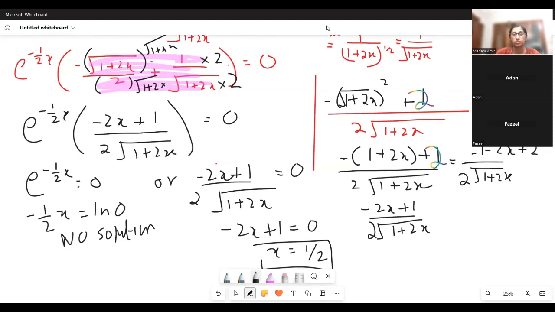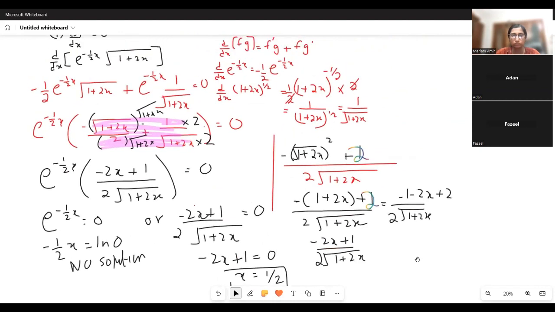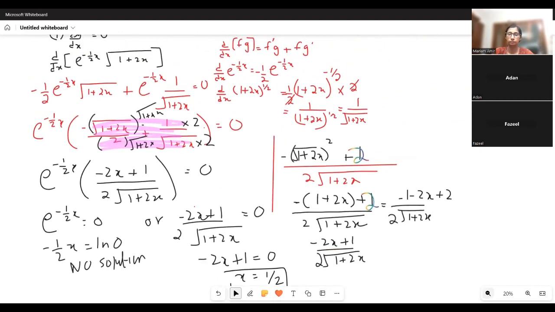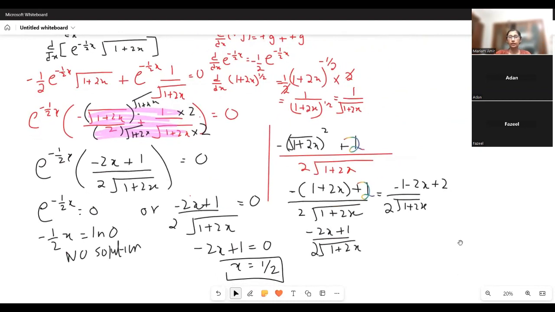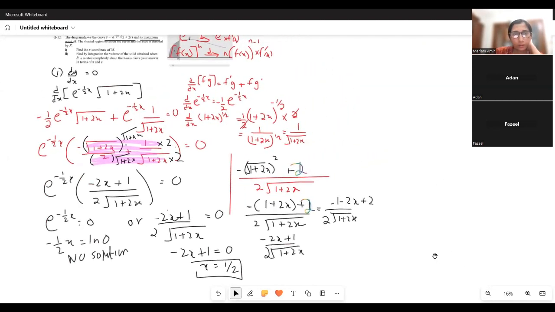Yes, that's correct. So the x coordinate at m is equal to half. If there are any questions, please ask. I need to clear this.